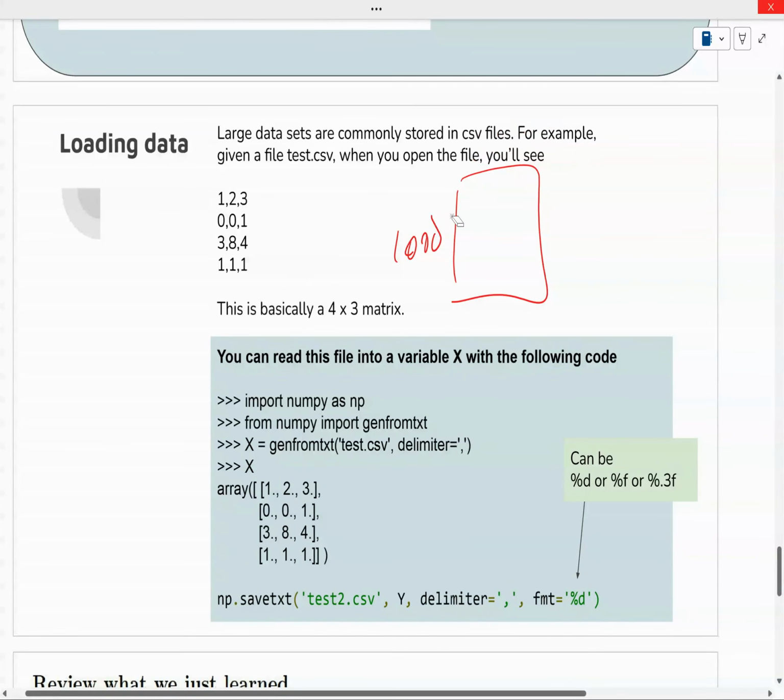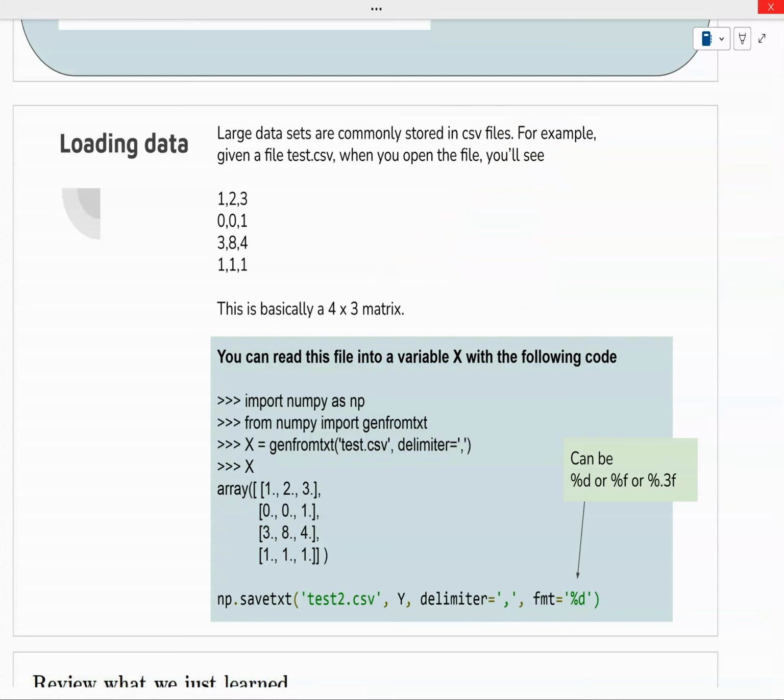So in real life, most of the time what we do is we have this data saved in a file, which we call a CSV file. When you open the CSV file, it might look something like this. So you can actually just load this file in and set that equal to some X. This is a 4x3 matrix.